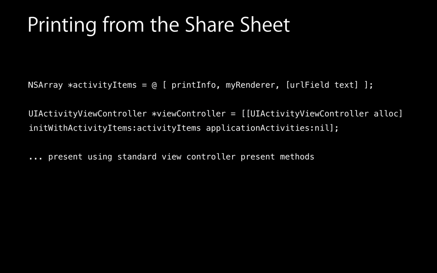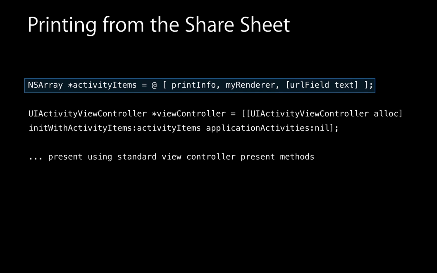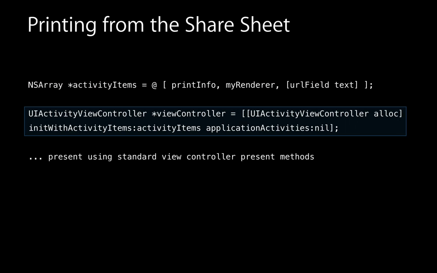To do that, it's really basic. When we set up our activity items, we'll just add a print info, which has job name and job type and all that. You can then add a renderer, like in this case. And for this example, we're sharing a web page. Most of the time when you share a web page, you're sharing the actual URL. But in the case of printing, you want to actually render out the whole web page. So that's what this example is showing.